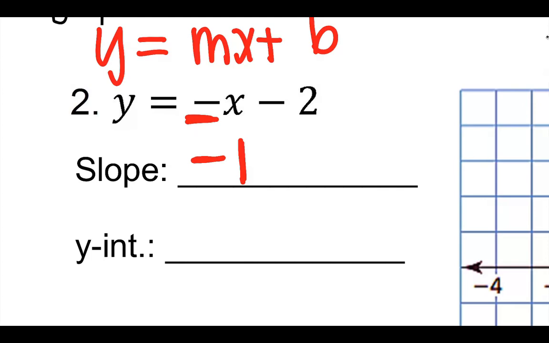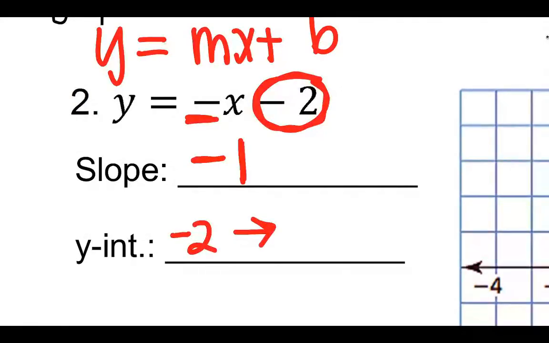Then I look at my y-intercept. That's the guy all by himself, b, by himself. It's -2. And again, if I turned that into a point, it would be over 0, down 2, so (0, -2).